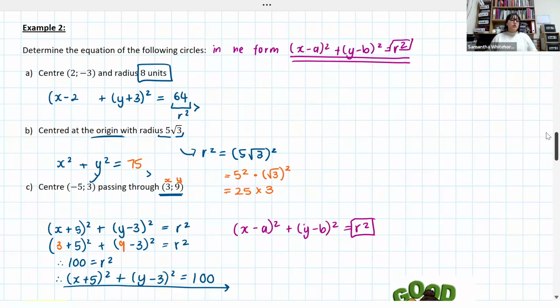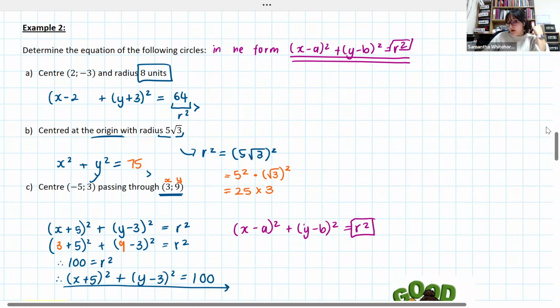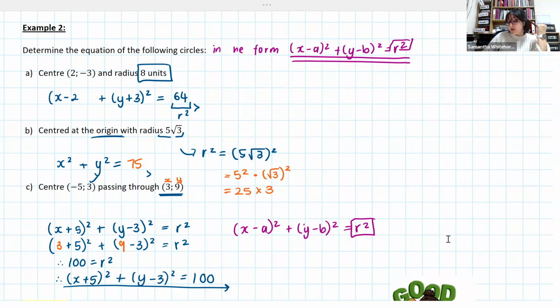Okay, so let's take a screenshot of this. And then you're going to try some by yourselves. And then our next example is going to be looking at what happens if we get it in standard form, but that's not what we want. We want to know the center, or we want to know the radius. How do we get it into our center radius form? Okay, so screenshots, and then I'm going to put up the questions I want you to have a try of.